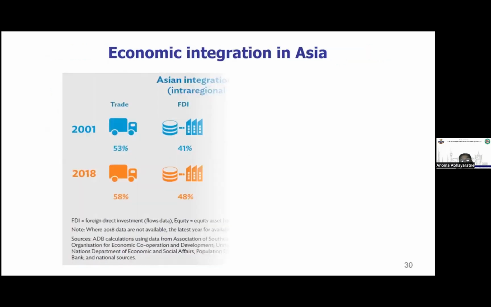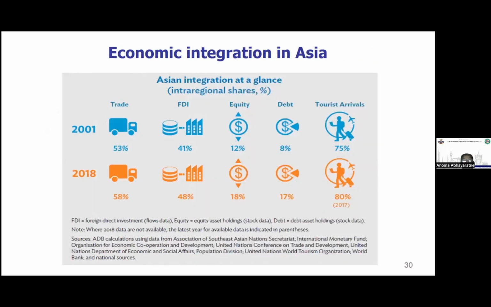Economic integration in Asia: you can see that in 2001, trade among Asian countries was 53% of their total trade. By 2018, it has increased to 58%. Foreign direct investment, that is, countries in Asia investing in other Asian countries, was 41% of their total investment. By 2018, it has increased to 48%.